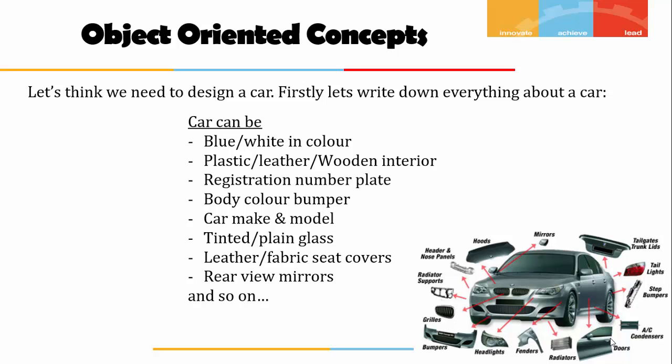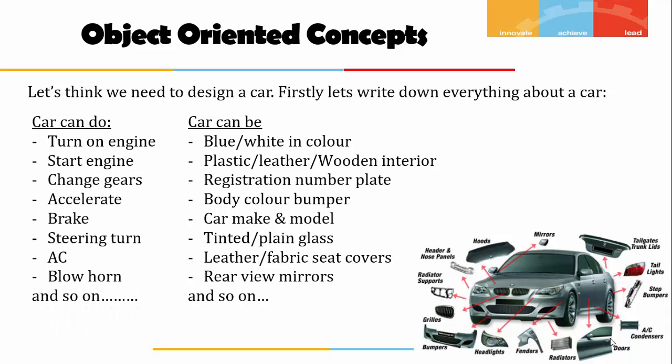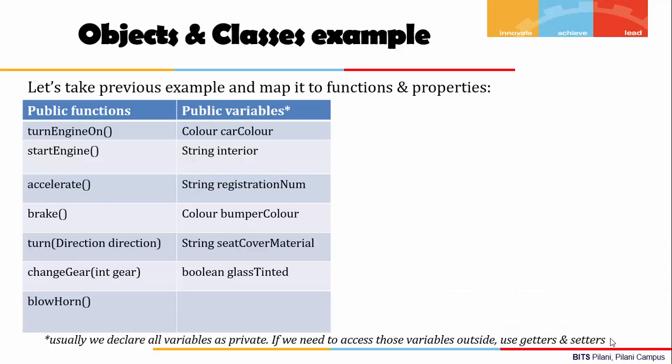Now let's come to the functionalities. To drive a car, we need to turn on the engine, we need to use the accelerator, clutch, brake, gear, etc. So let's see how this can be mapped to a class. We have noted down the basic functionalities and the basic characteristics. Now we will map this to a class. Our class will obviously be car.